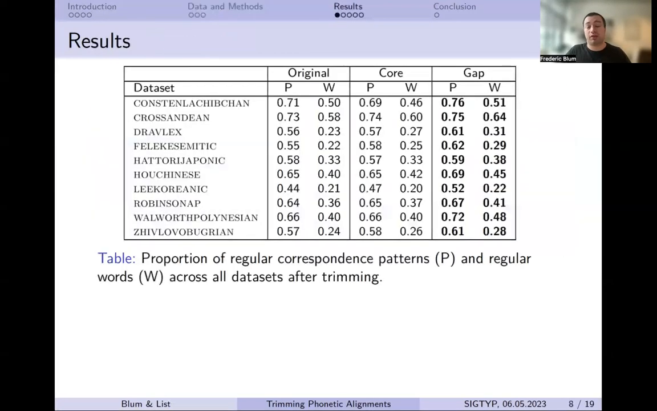Using these two methods, these two measures, we compare the regularity results either without trimming or in the gap- and the core-oriented trimming. For all data sets, the best results with respect to regularity are achieved in the gap-oriented trimming. This is the case both for the proportion of regular correspondence patterns and for the proportion of regular words. And this holds without exception for all data sets. There are smaller differences with respect to the amount of improvement that is achieved by the gap-oriented trimming, but nonetheless, the results are quite clear.